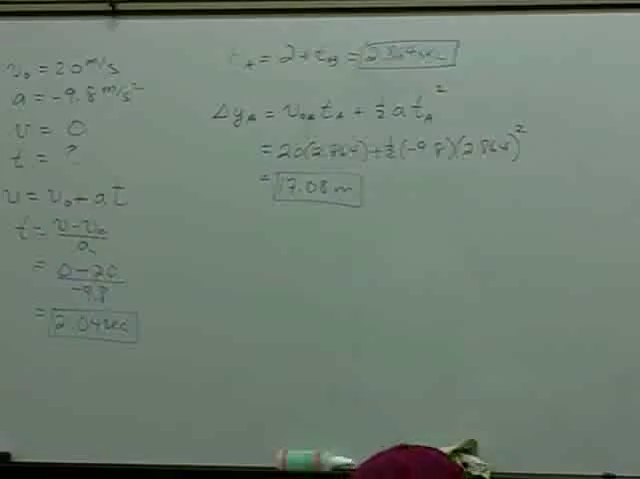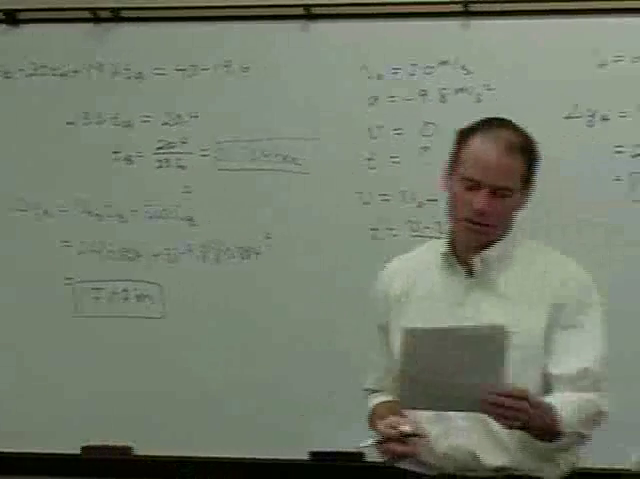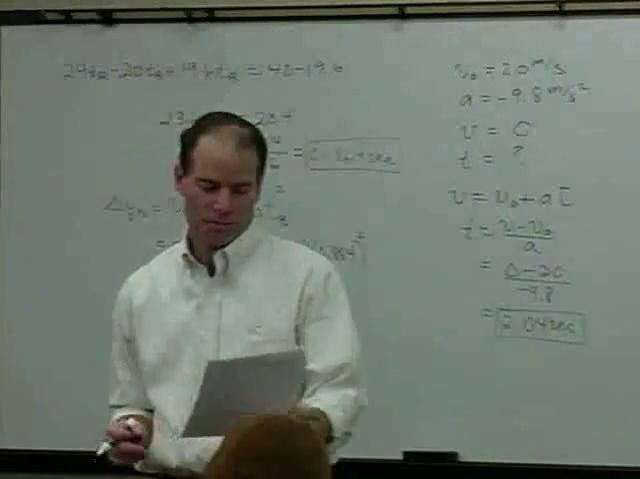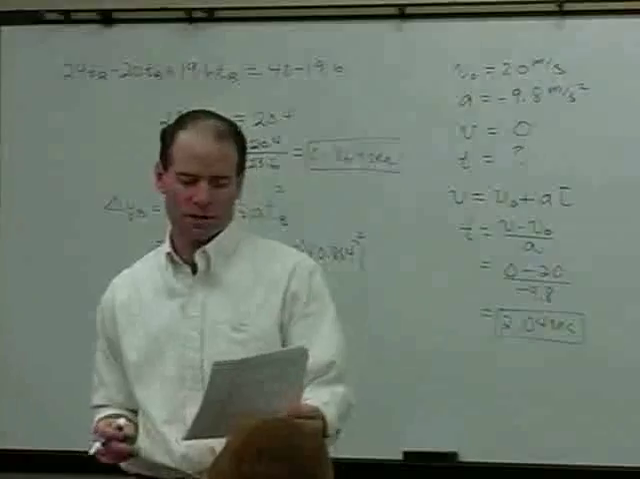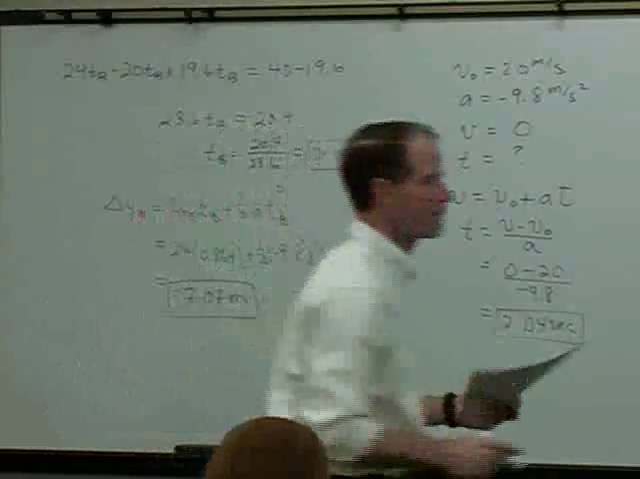Take a look at, maybe some of these other ones aren't so bad. Take a look at 13. A ball thrown vertically from ground level is caught 3 seconds later by a person on a balcony who is 14 meters above the ground. Determine the initial speed of the ball.